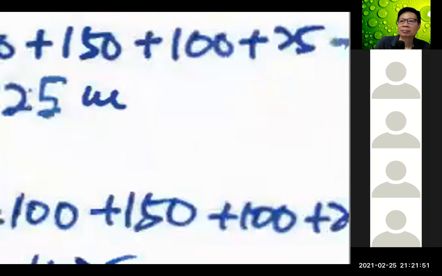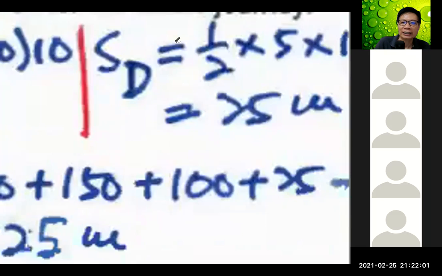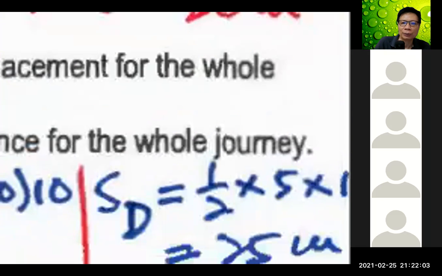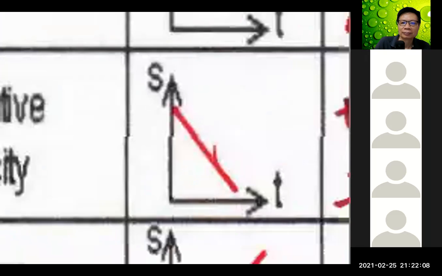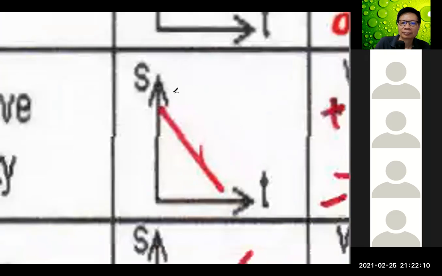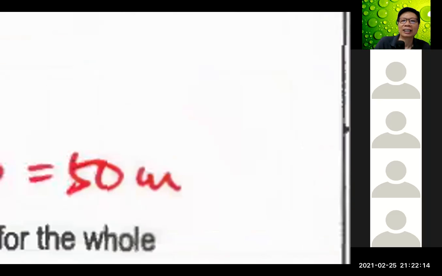Okay, next one, Chan Ying Xin. Ready? Yes. Okay, Ying Xin, now you tell me this one. Come, I show you. This one. This is what? Negative velocity. Yes, negative velocity. Okay, good.